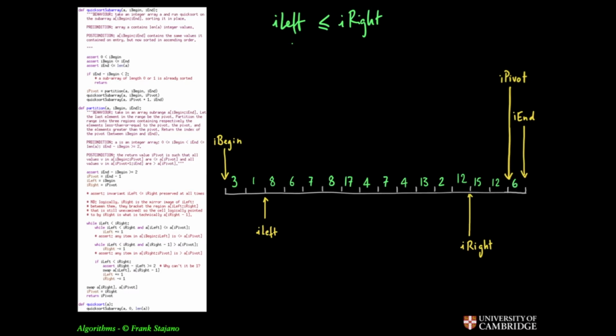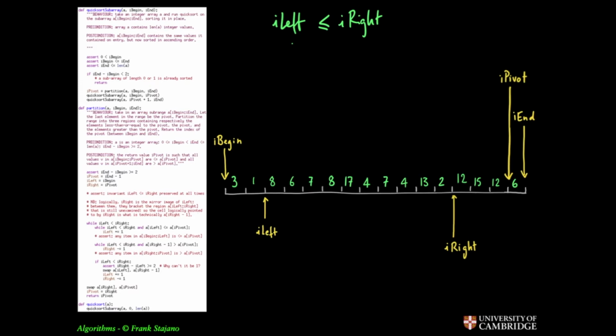Let's see if I can make any more progress with I right. Is this value strictly greater than the pivot? Actually it is, so let's move by 1. Is this value of 2 strictly greater than the pivot? It is not, so I am stuck again.